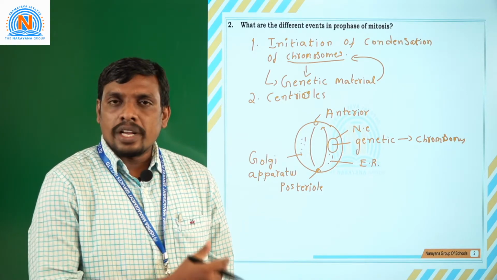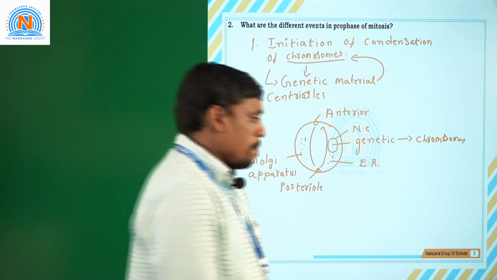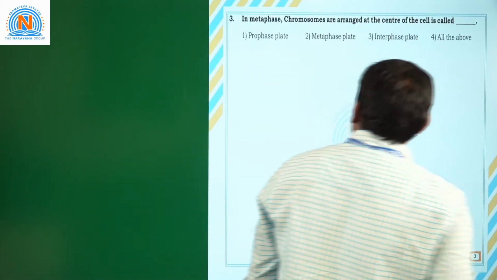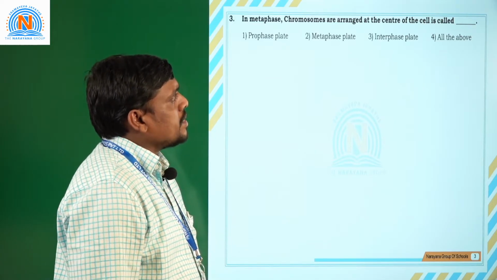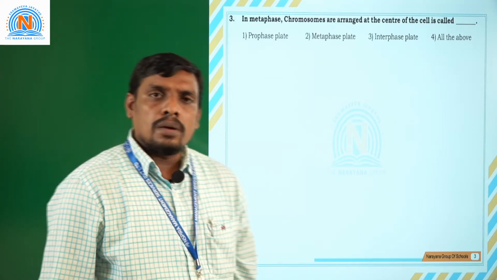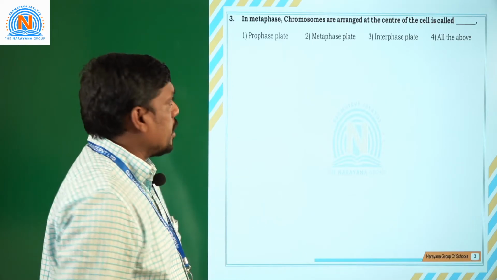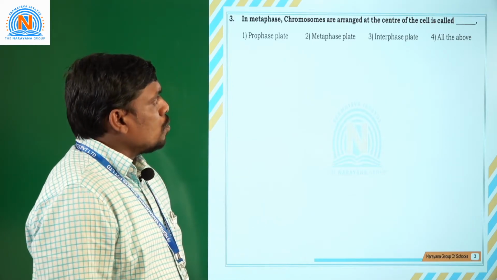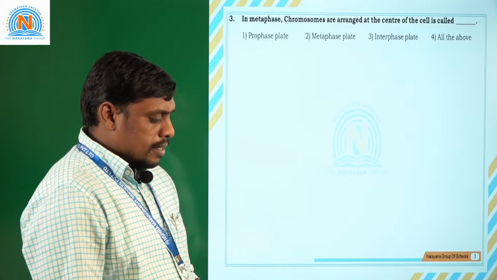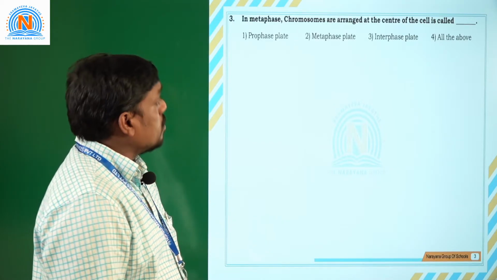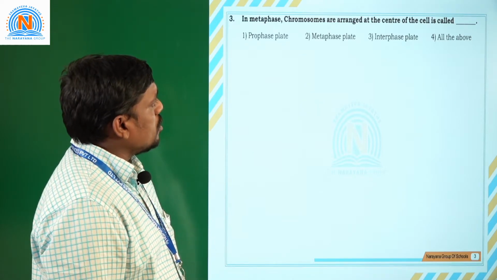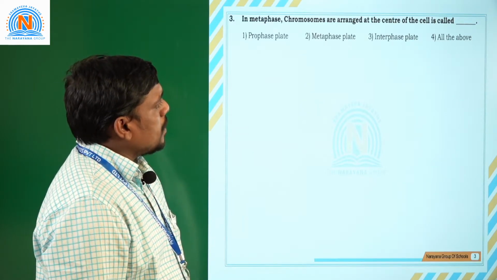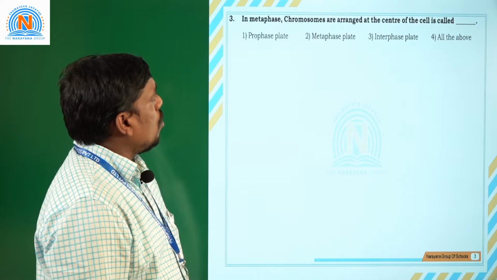I am moving on to the next question. Let us see the next question. What is the next question? Third question. In metaphase, chromosomes are arranged at the center of the cell is called. Let us read the question once again. In metaphase, chromosomes are arranged at the center of the cell is called prophase plate, metaphase plate, or interphase plate.